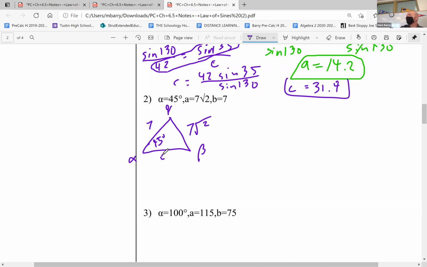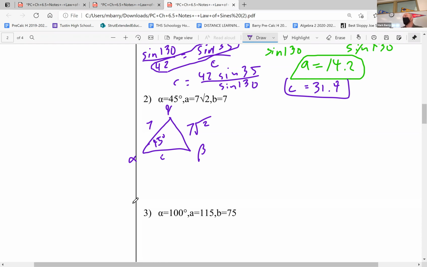Secondly, I was going to mention this. Some people might be thinking, hey, Mr. Barry, I think this is a 45, 45, 90 triangle, because doesn't a 45, 45, 90 triangle have a rad 2 in there, right? I'm going to tell you this is not that. They faked you out. The reason I know that is on the 45, 45, 90 triangle, the rad 2 piece is the hypotenuse. It's opposite the 90 degrees. It's not opposite the 45 degrees.